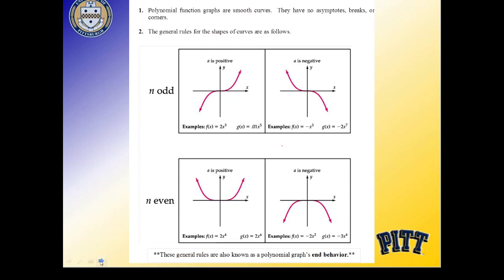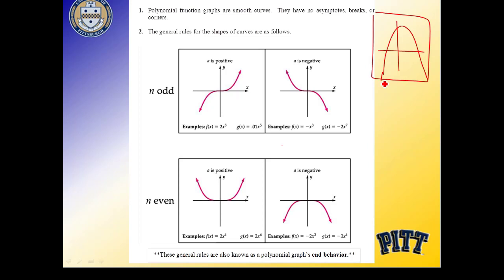So, for this one here, it really depends. If a is positive, I'm going to have the left-hand side pointing down. The right-hand side is going to be pointing up, and vice versa if a is negative. That's somewhat important, but again, if I'm only seeing part of the graph, and I know it's an odd degree function, here's my coordinate system that I have, and I see the graph doing this.